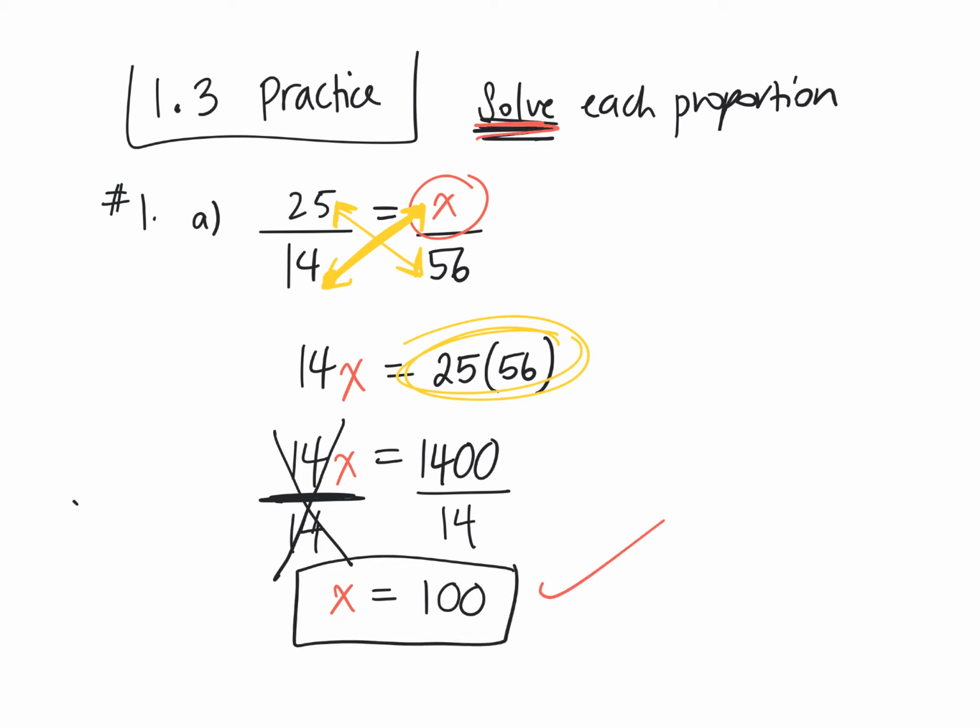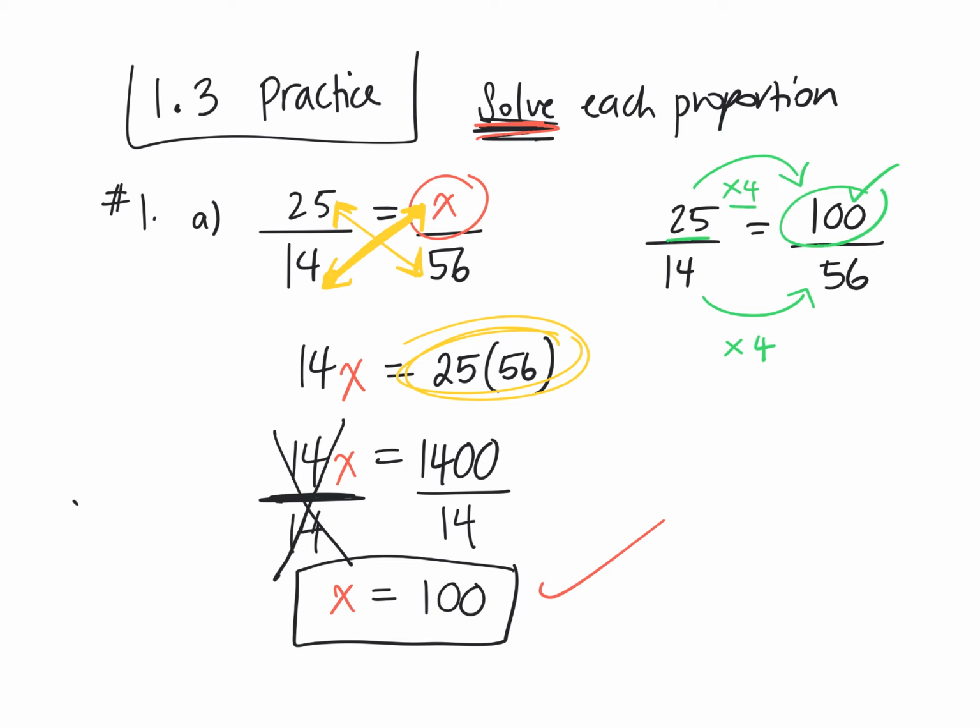And let's check, is it true that 25 over 14 is equal to 100 over 56? And somebody already said, we could have looked at this and said, I know that I have to multiply this by 4 to get to 56, which means I have to multiply the numerator by 4. 25 times 4 is 100. You could have done it that way faster.